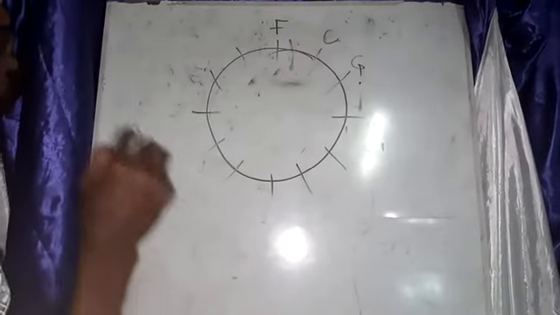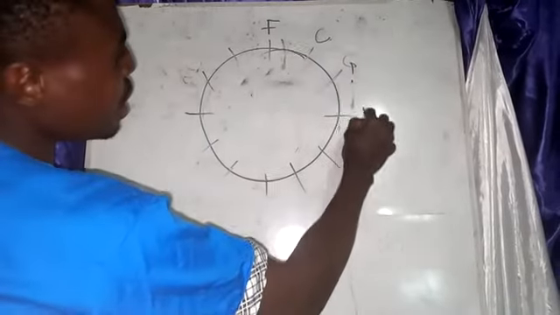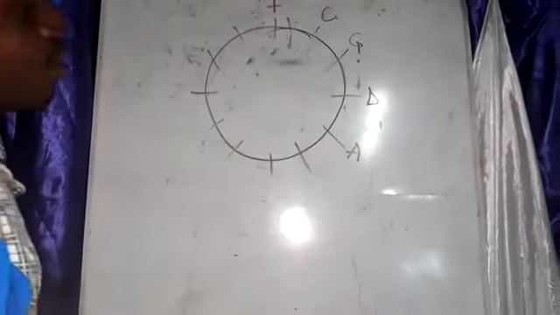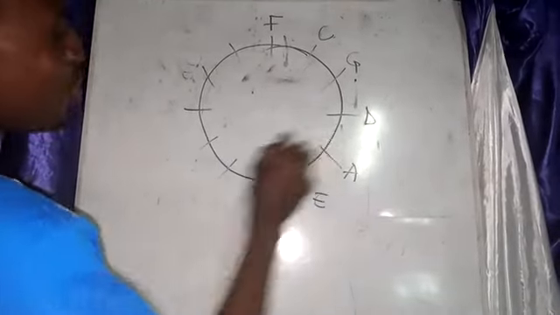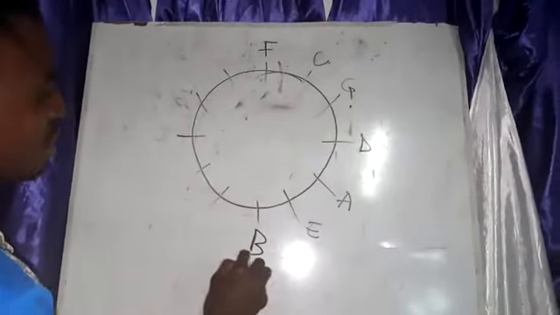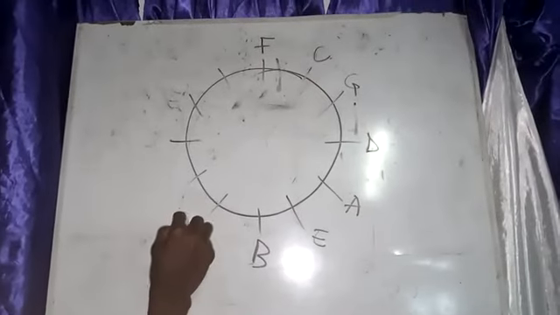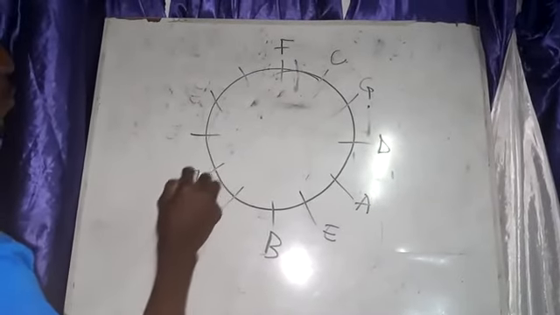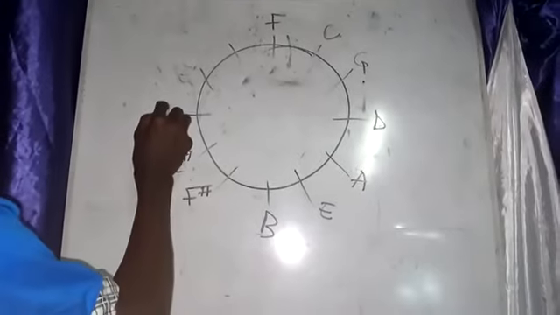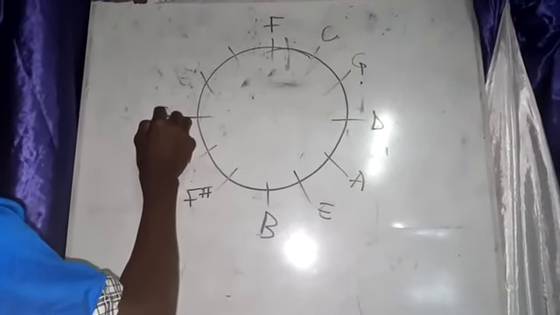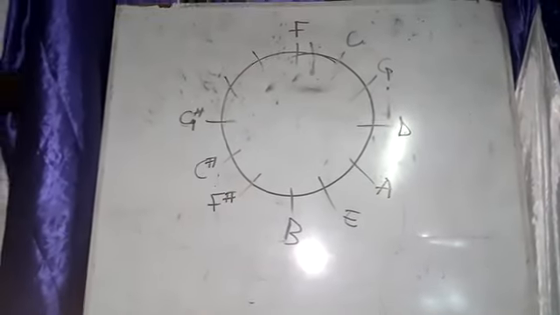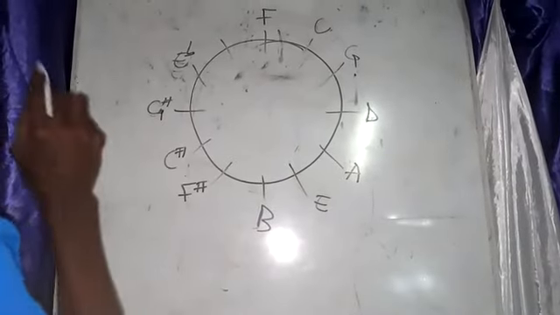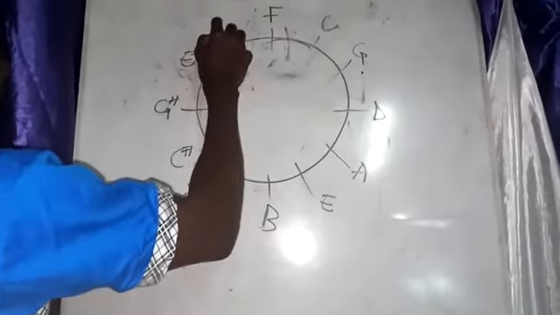The fifth note in the scale of G is D. The fifth note in the scale of D is A. The fifth note in the scale of A is E. And the fifth note in the scale of E is B. The fifth note in the scale of B is F sharp. The fifth note in the scale of F sharp is C sharp. The fifth note in the scale of C sharp is G sharp or A flat. The fifth note in the scale of G sharp is D sharp or E flat. And the fifth note in the scale of E flat is B flat.